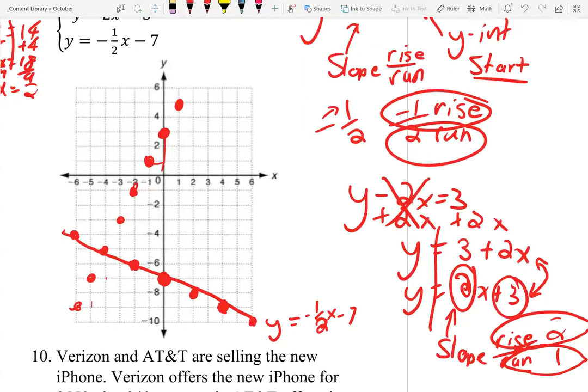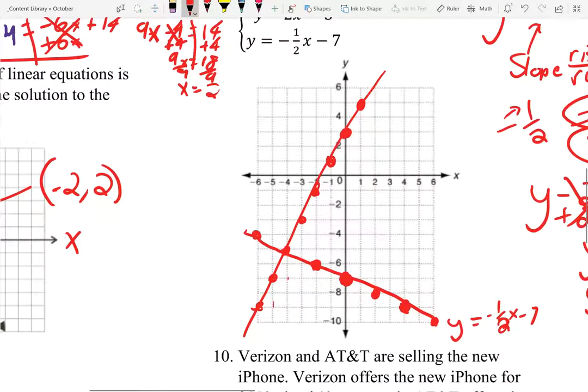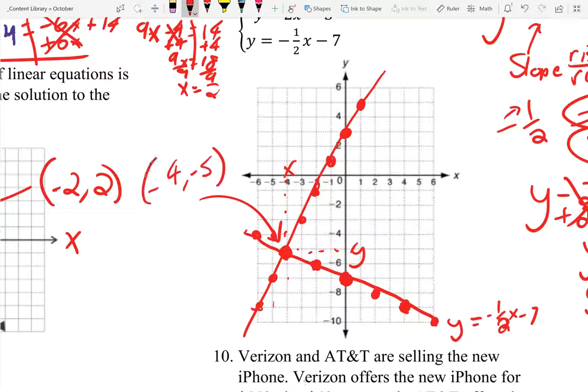Let me erase my little lines. And there's your line. Now, it's just like numbers 5 and 6, right? You see the graph. You just got to say where they cross. Well, they're crossing right there. So that's our answer. That point, if we draw it out, that's -4 on the x-axis and -5 on the y-axis. So the answer to this is (-4, -5).